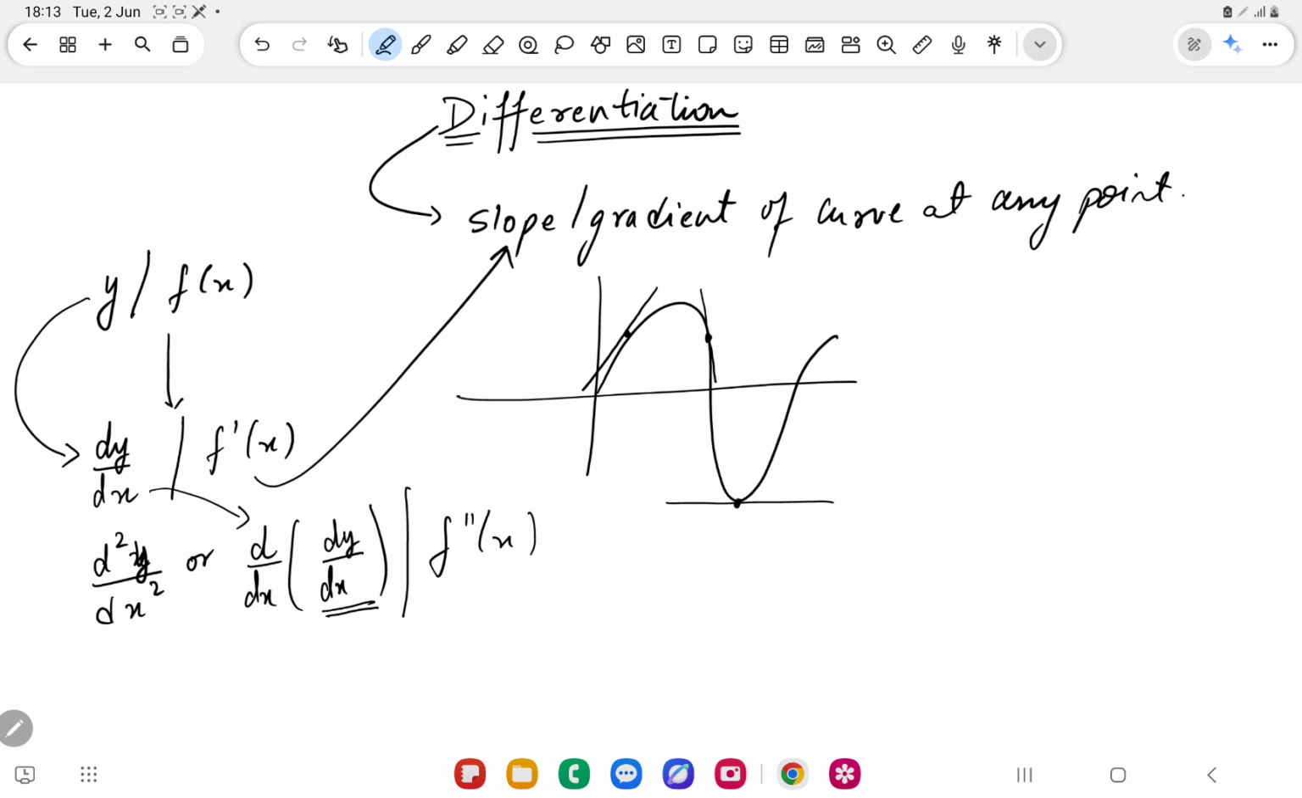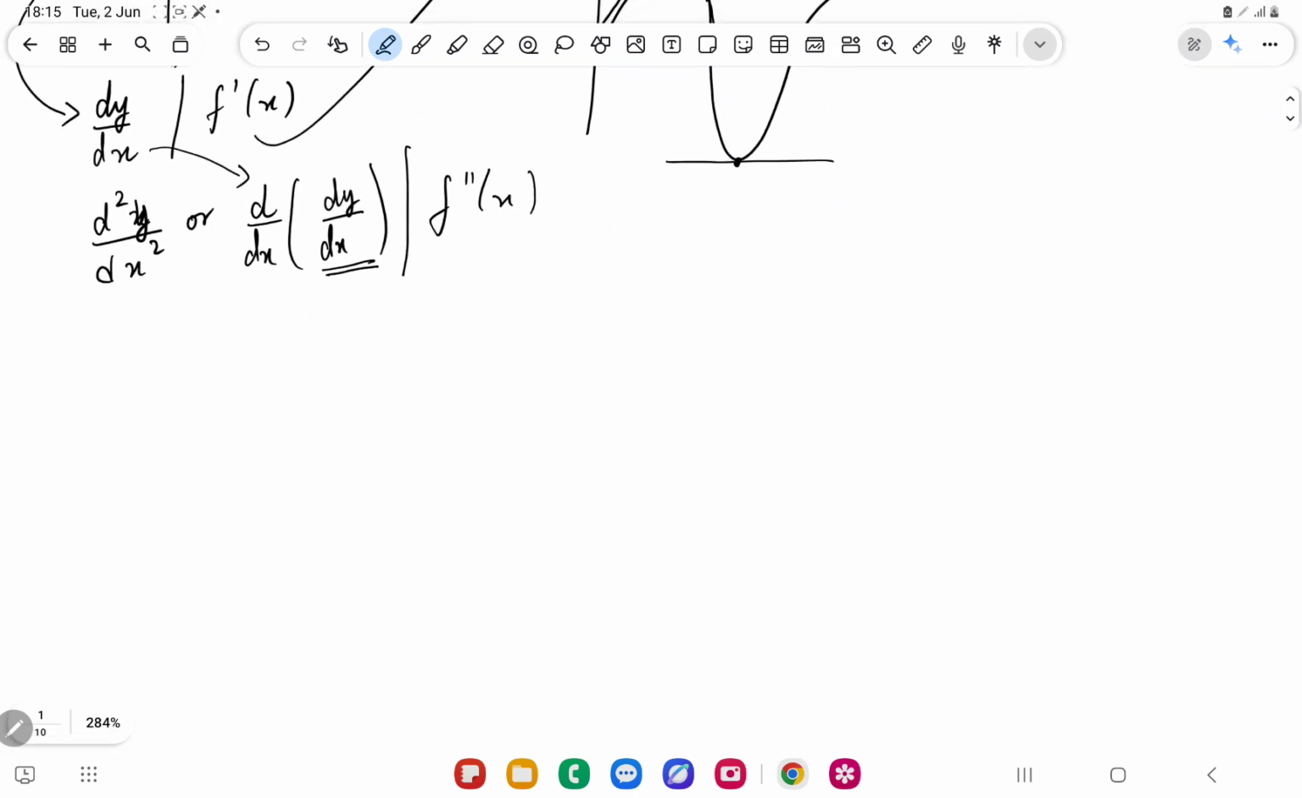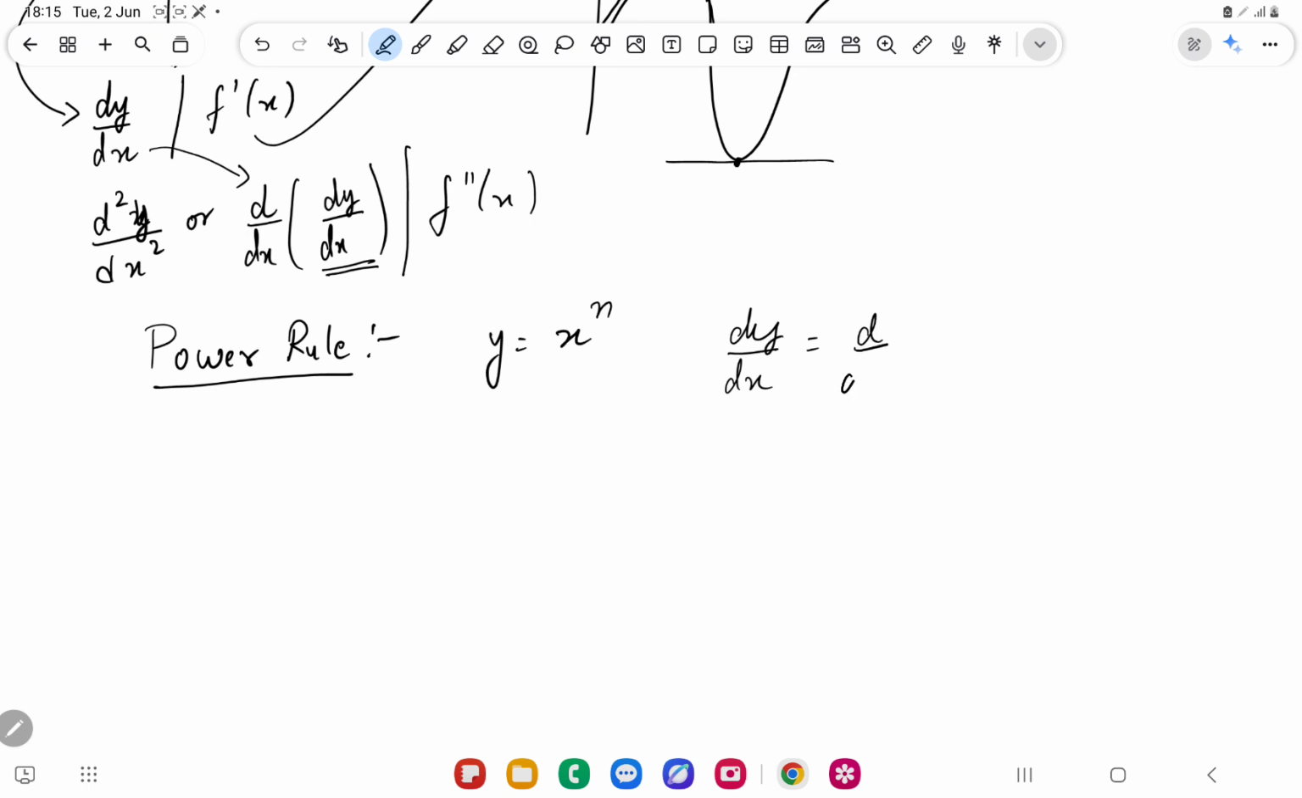Although you won't need to use this definition in most of the questions, understanding it helps you see why the rule works. Now let's understand the very important rule of differentiation, that is known as the power rule. So what exactly is the power rule? For any y equals x to the power n, I want to find the first derivative. So the power rule says I can write it as d by dx of x to the power n.